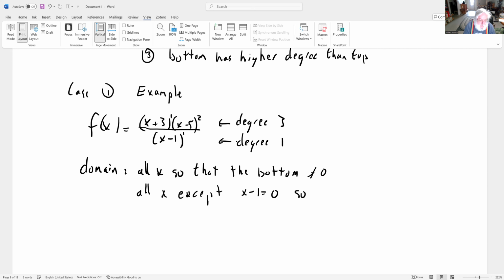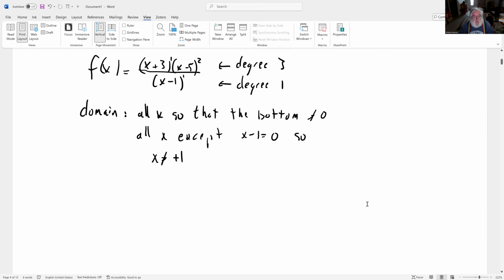So x is not allowed to be plus 1, because if we set x equal to plus 1, we get a 0 in the bottom, and that's a problem. So that's a thing that we haven't had to deal with in polynomials. A lot of this, though, is pretty typical from polynomials. How do we actually graph this?